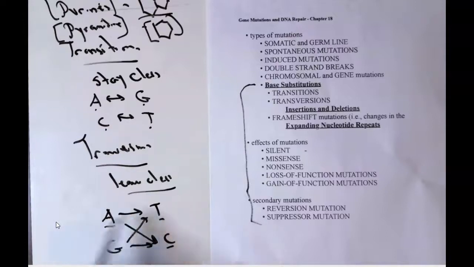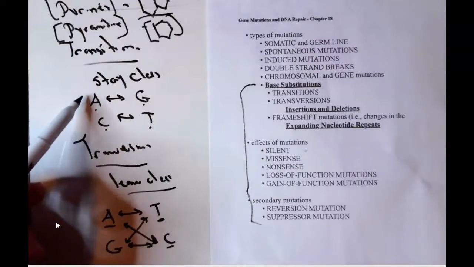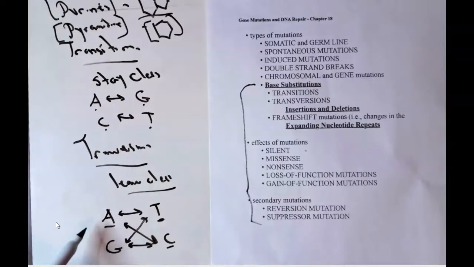If guanine becomes a thymine or a cytosine, we have a transversion. If thymine becomes an adenine or a guanine, we also have a transversion, because that's a pyrimidine becoming one of the purines. And if cytosine becomes an adenine or a guanine, we also have a transversion. So if a pyrimidine becomes a pyrimidine or a purine becomes a purine, we have a transition. And if a pyrimidine becomes a purine or a purine becomes a pyrimidine, we have a transversion. And that's what those mean.